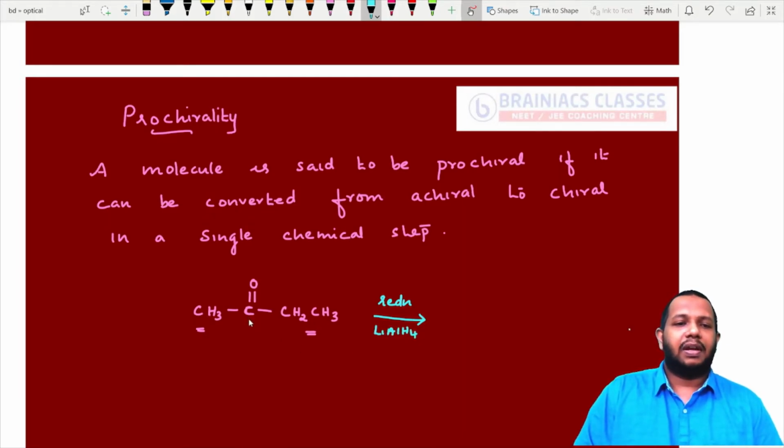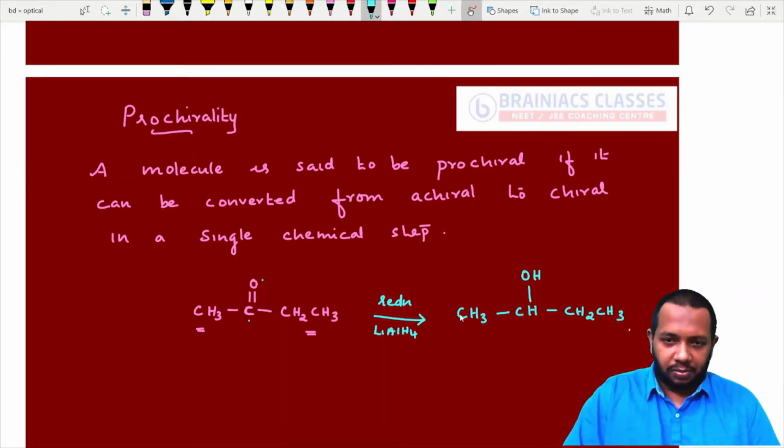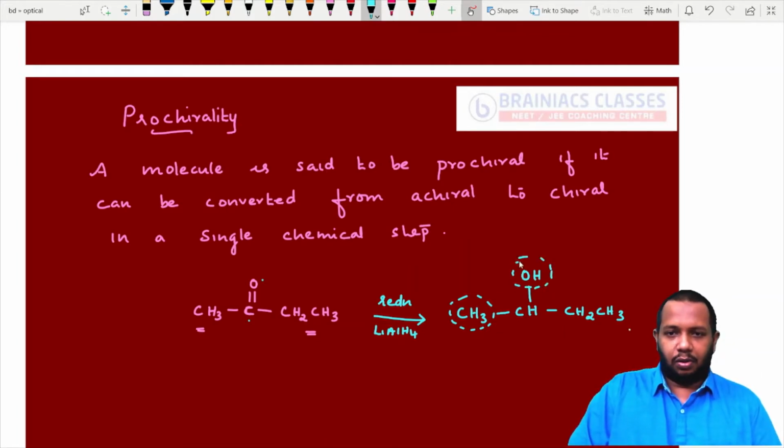Now what will happen? Hydrogen will be added here as well as here. So what will happen to this one? CH3, CH, OH, and here CH2, CH3 will come. Now if you look at this carbon, one valency is CH3, other valency is OH, and this valency is ethyl, and you have hydrogen in the fourth valency.